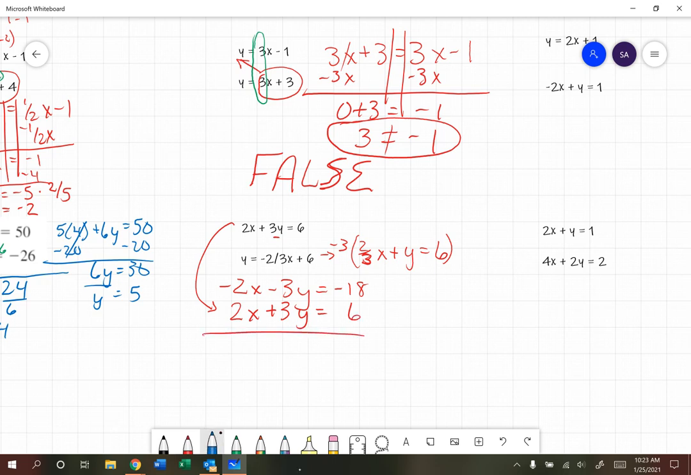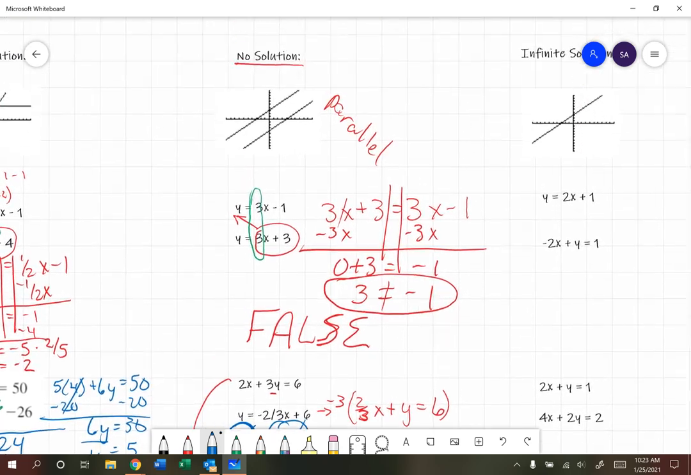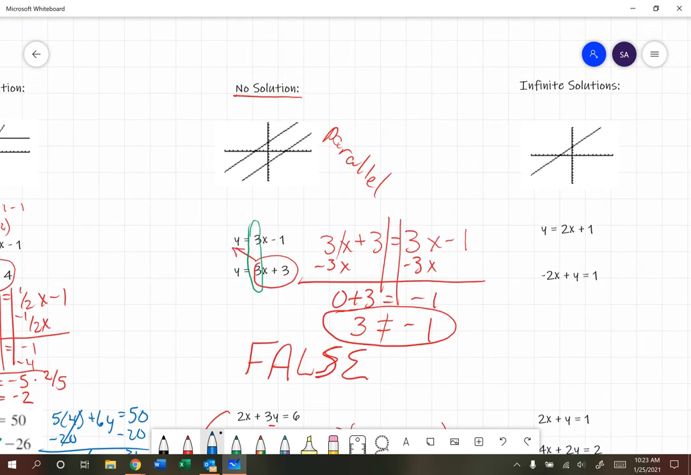So when I'm ready to eliminate, I see that these two eliminate and these two eliminate. So I end up with nothing on that side. And negative 18 plus 6 is negative 12. Again, this is not a true statement. So if it is a false statement, we know we have no solution.